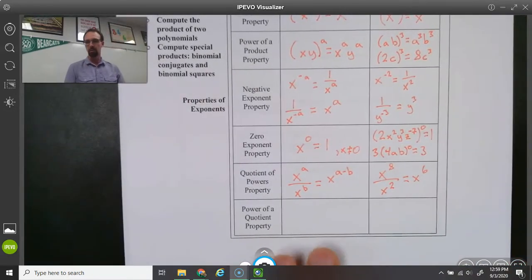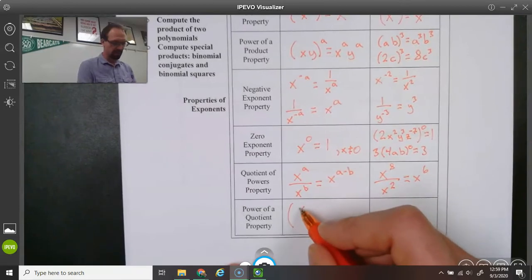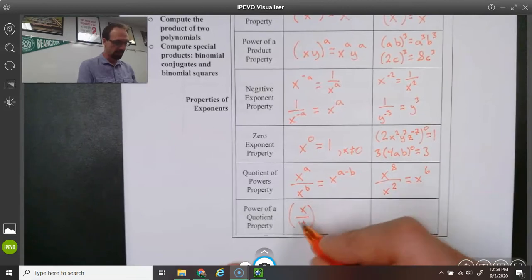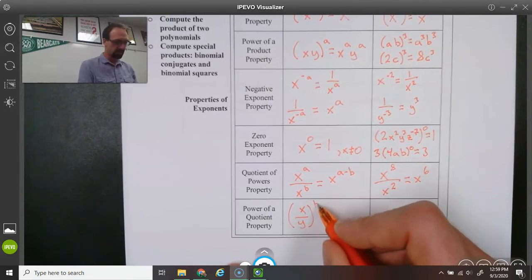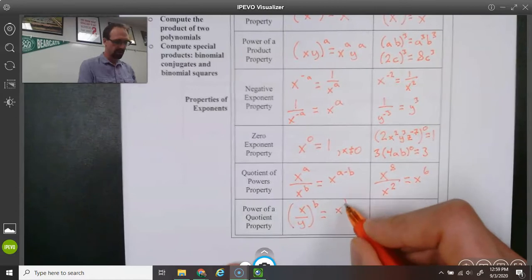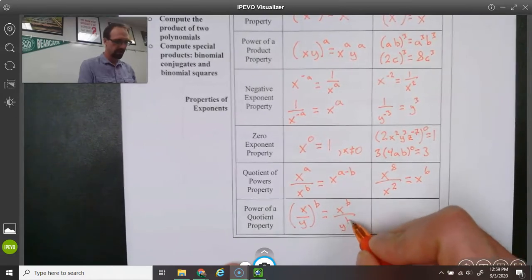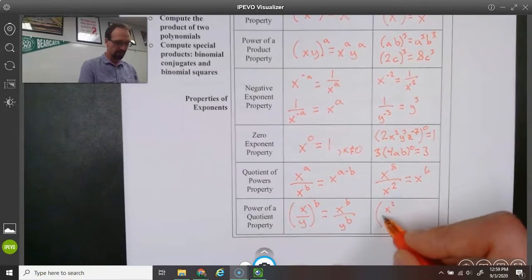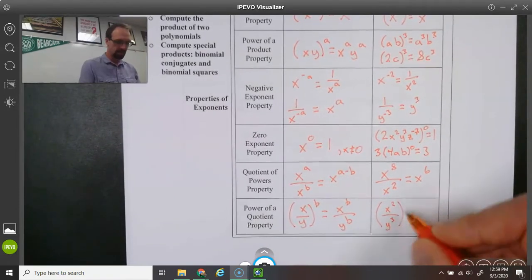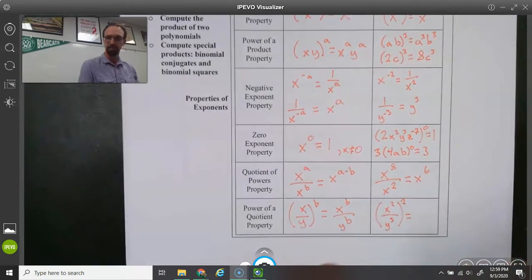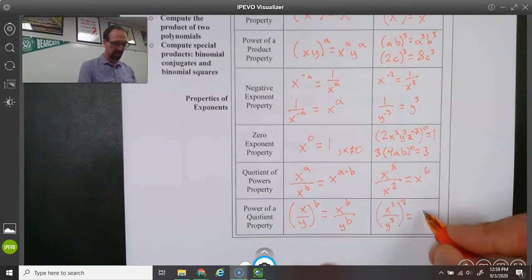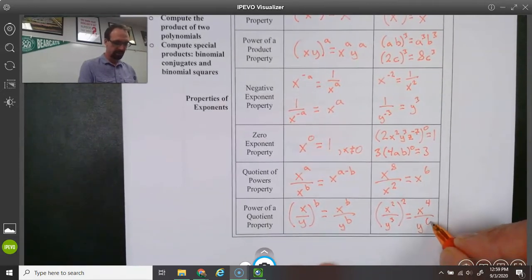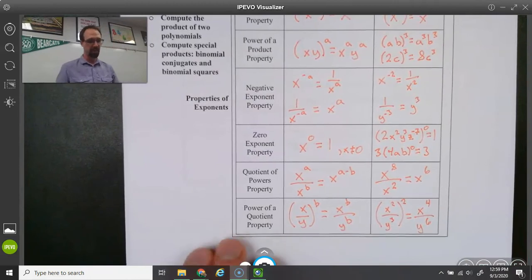And then the power of a quotient property means if I have a situation like x over y, and then parentheses here all raised to the b power, then you end up with x to the b power divided by y to the b power. Example of this, if I have x squared over y cubed, all raised to the second power, then I'm going to have x to the fourth, and then y to the sixth. Remember, power to a power, you multiply.